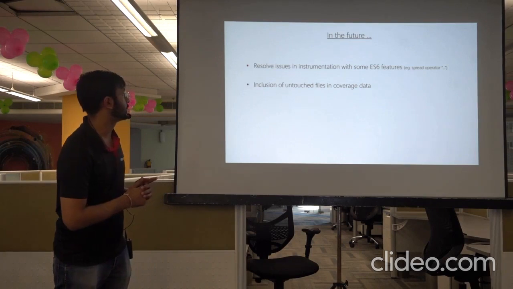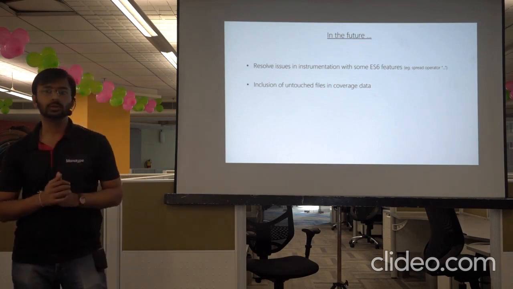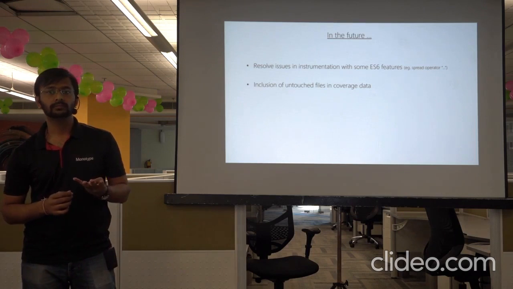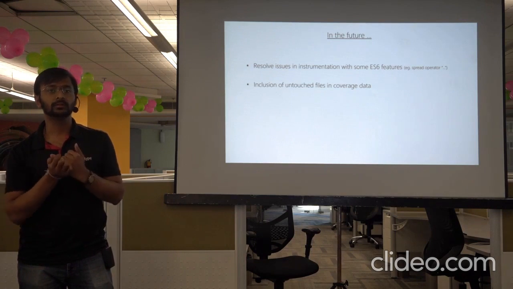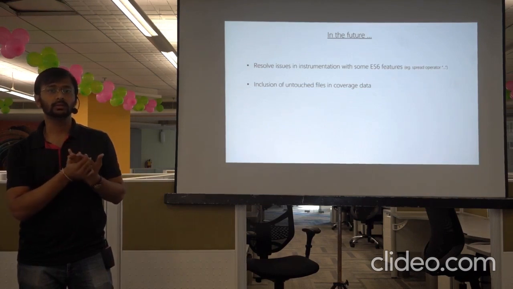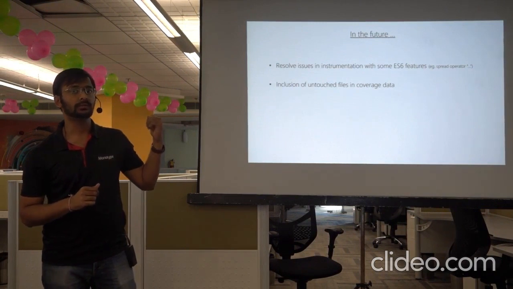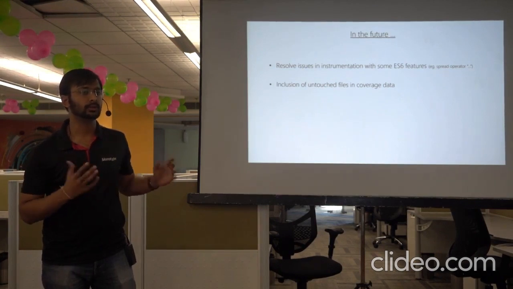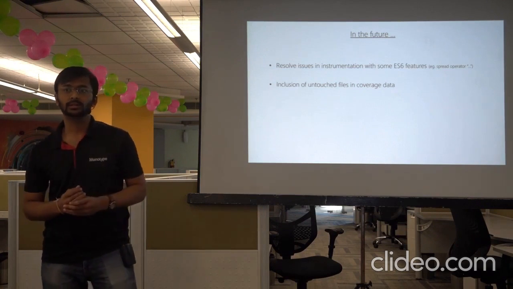Another disadvantage till now that we haven't been able to address is the inclusion of untouched files in coverage data. For example, you have four files and your test went through only three files. It didn't even know about the existence of the fourth file at all. So the report will only consider those three files in totality. All those percentages it is giving don't consider any file that is not touched at all. So we still need to find out how we can do that so that it reports the correct statistics.